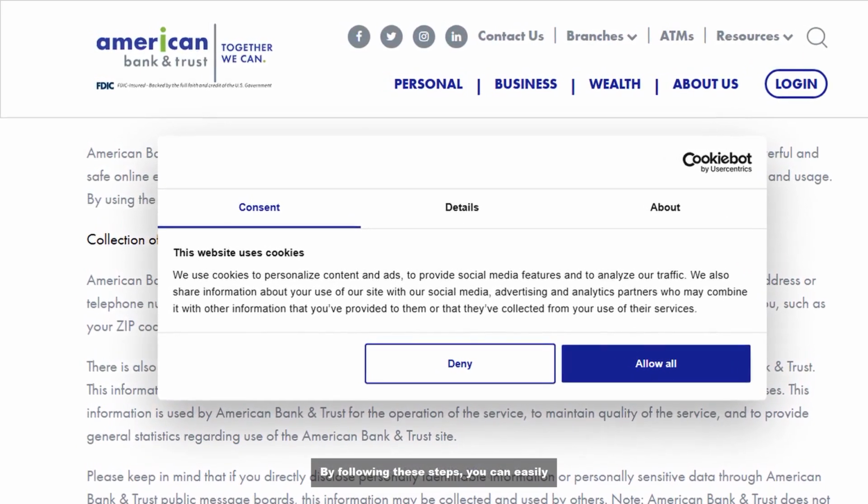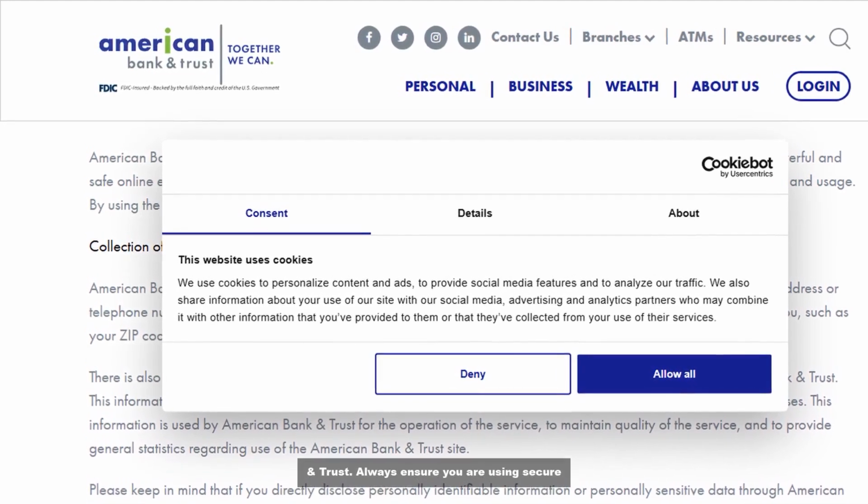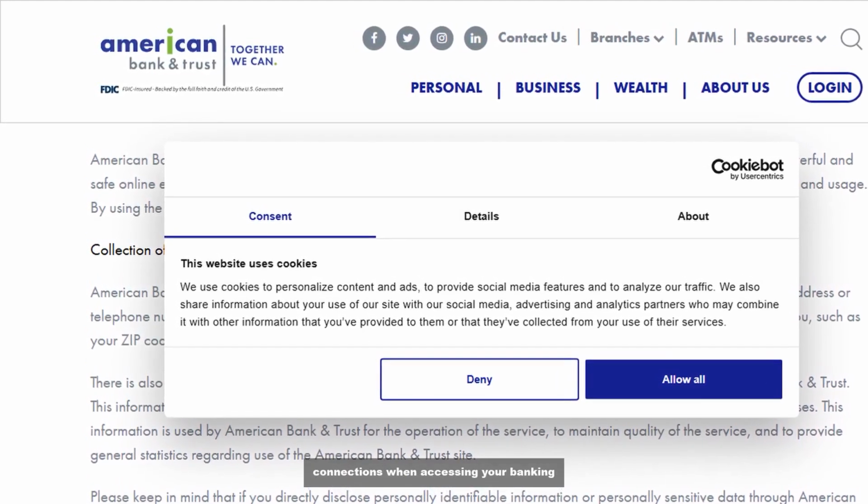By following these steps, you can easily check your account balance with American Bank and Trust. Always ensure you are using secure connections when accessing your banking information.